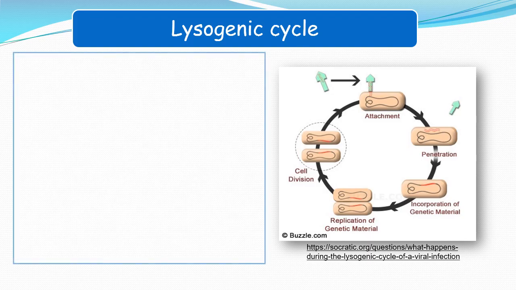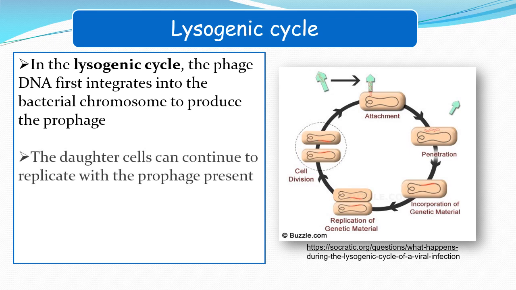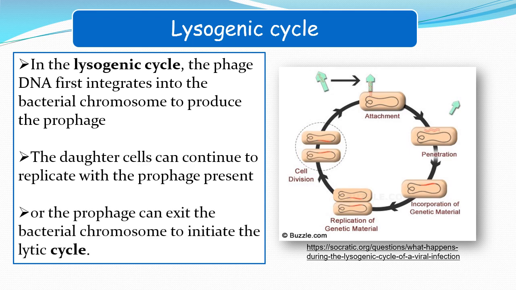In the lysogenic cycle, the phage DNA first integrates into the bacterial chromosome to produce the prophage. The daughter cells can continue to replicate with the prophage present, or the prophage can exit the bacterial chromosome to initiate the Lytic cycle.